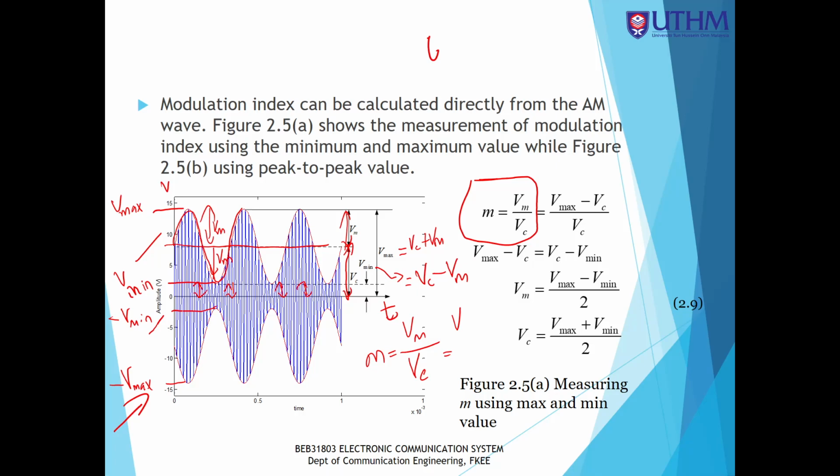So here, if you see, Vm is equal to Vmax minus Vmin divided with 2. Vc is equal to Vmax plus Vmin over 2. So when we divide this one, Vm over Vc, that means Vmax minus Vmin divide with 2 divide with Vmax plus Vmin divide with 2. So therefore you get M equal to Vmax minus Vmin divide with Vmax plus Vmin.